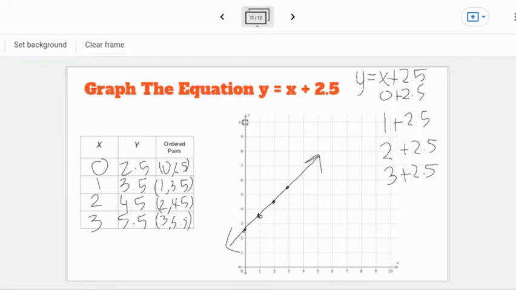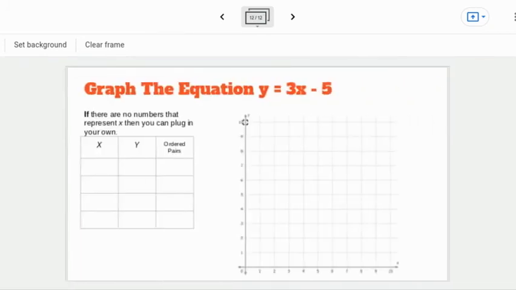All right, erase your whiteboards. Let's go to our last one. Okay, so same thing. We create our own. Now, here's the deal with this one. If I use 0, 1, 2, 3, let's plug that in and see what's going to happen.